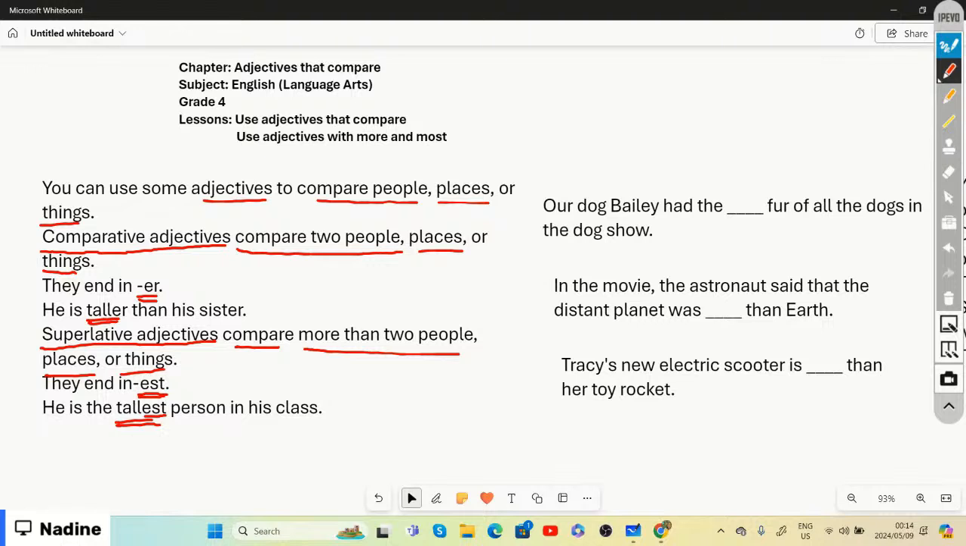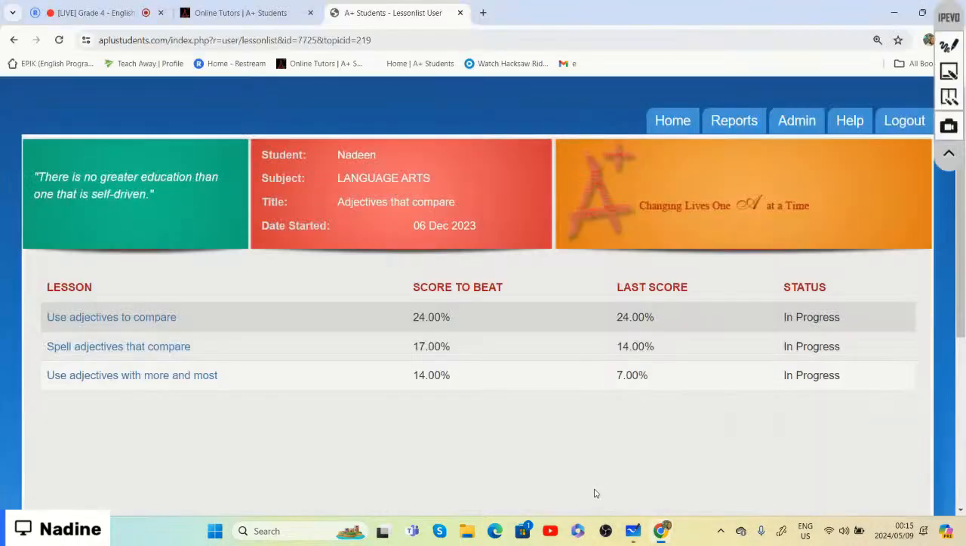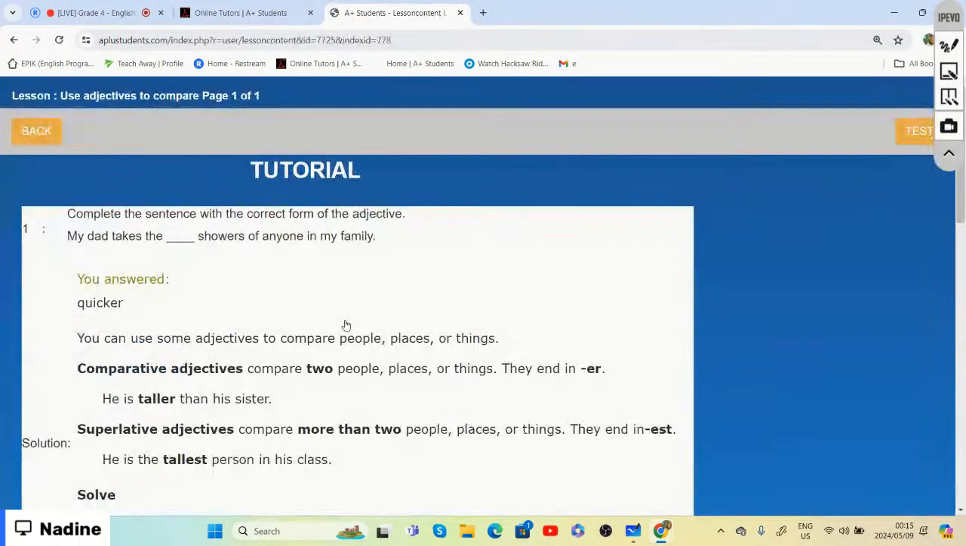If we look at our activity over here, it says our dog Bailey had the fur of all the dogs in the dog show. Well, listen, before we go to that one, let us first quickly go to aplusstudents.ca. Then we'll come back to this activity, right? So we're going to A Plus Students first, and then we'll come back to this activity. So we're going to use the adjectives that compare.